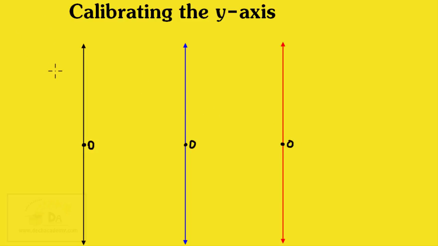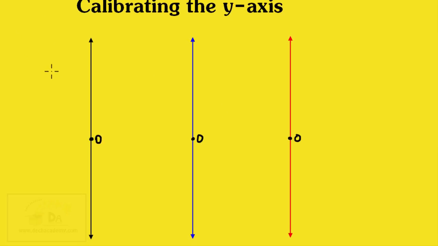Now, when calibrating axes, step size or intervals are used. So for instance, I could say I want to use a step size, or let's just use interval, an interval of 2 units. Now, for the y-axis, as one moves from bottom to top, the numerical values increase. Here our interval is 2 units. So if we start from 0, the next point on the graph is going to have a value of 2. 0 plus 2 is 2.